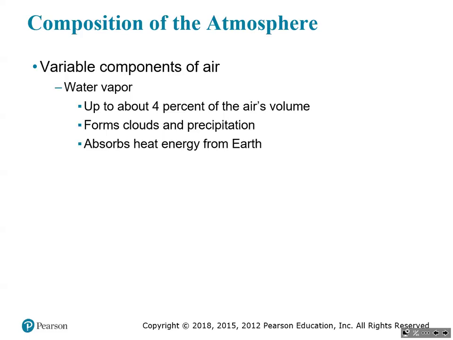So, those are the stable-ish components of air. They don't vary day to day. I mean, yes, there's this trend where we're getting more CO2, but it doesn't vary day to day. But there are things in the air that do vary. The biggest one of those is water vapor, which can be up to about 4% of the air's volume. This forms clouds and precipitation.